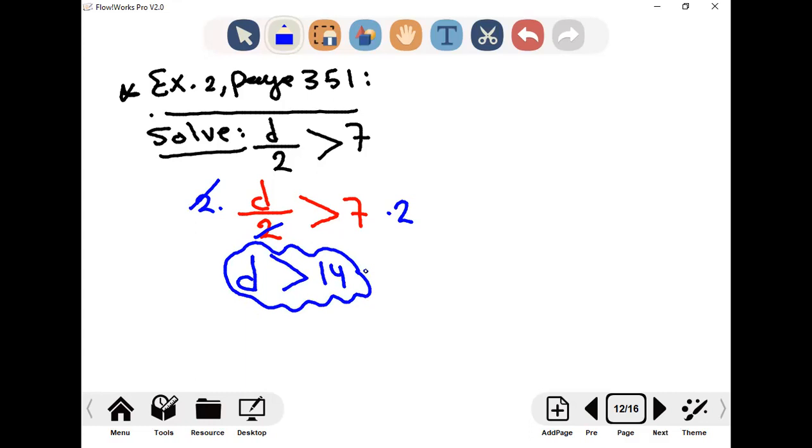Solution set. What's the meaning of set? Group. It has more than one element. So this is one student, a set of students, a group of students. Here, solution set means we have a lot of solutions, from more than 14 to where? To the infinity. So this is the solution set. Now we need to graph it.